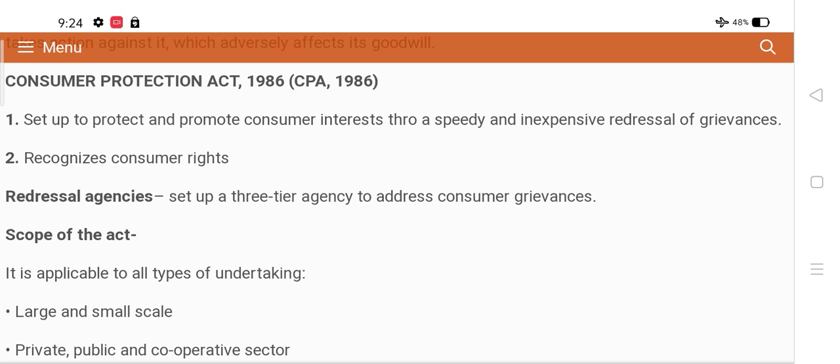Now, the Consumer Protection Act also recognizes consumer rights. We will study that there are 6 consumer rights, and these 6 consumer rights are also recognized for the consumers. Now, for the redressal of grievances, redressal agencies were set up. So 3-tier agencies were set up for consumer grievances.